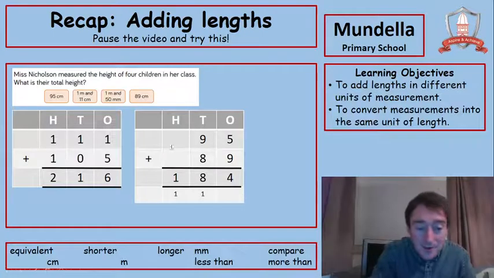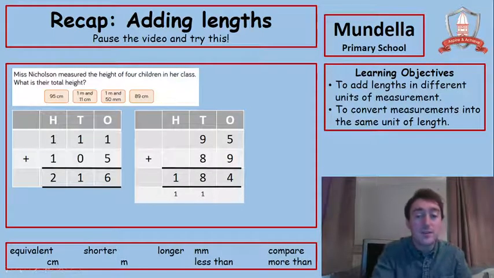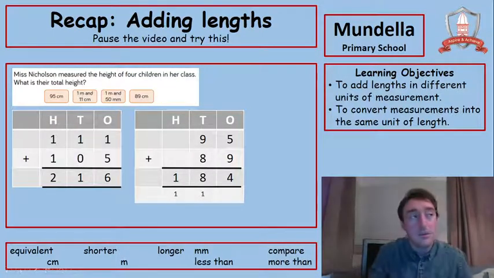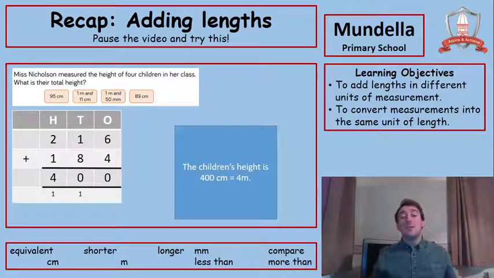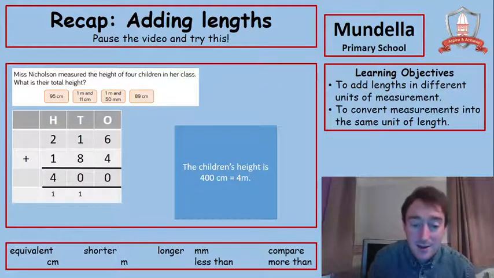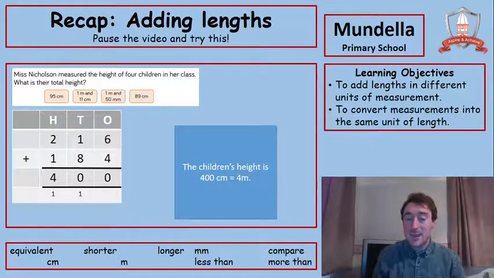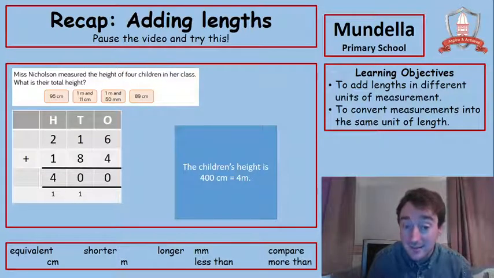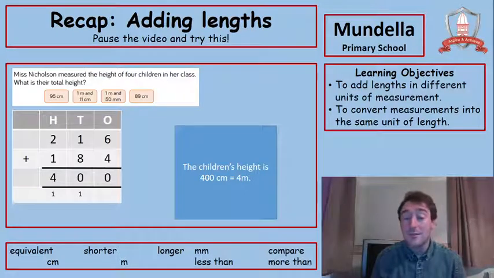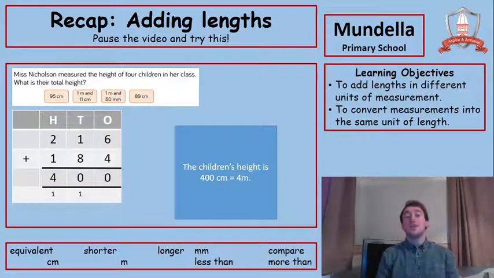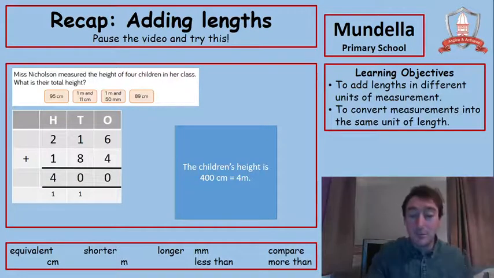Yeah. So we've got 184 and 216. What are we going to do with those, may I ask? That's right, we're going to add them together. And when we do that, we find that the children's height is 400 centimetres, which is the same as 4 metres. So that is the total height of the 4 children in Miss Nicholson's class. Well done. Let's move on.